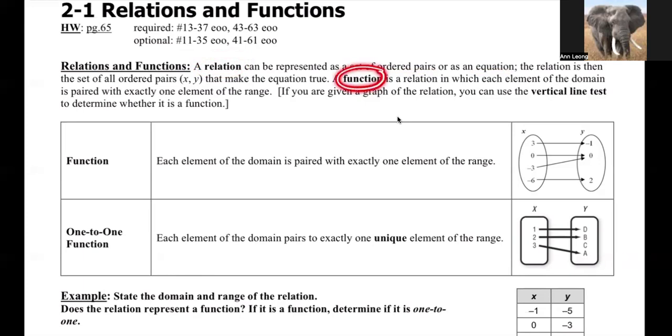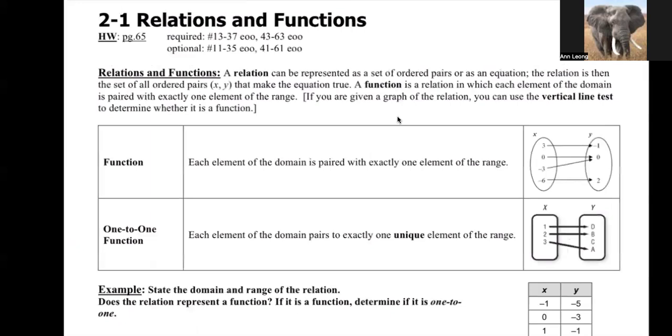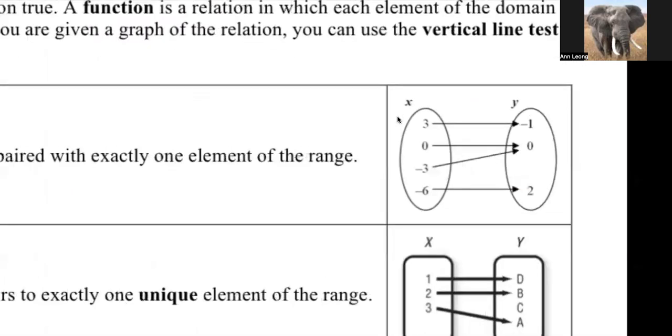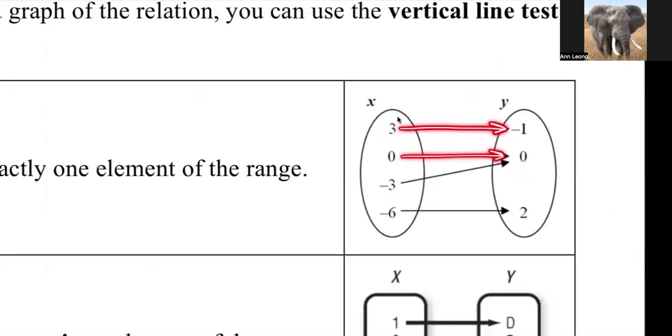However, a function is a more specific relation in which each element of the domain is paired with exactly one element of the range. So if you look at this mapping right here, we see that every x value has exactly one y value. So that is considered a function. It's okay that they go to the same y value here, but notice there's only one output for each of those inputs. What would make it not a function is if, let's say, -6 went to 0 and it also went to 2. Then it would not be a function.